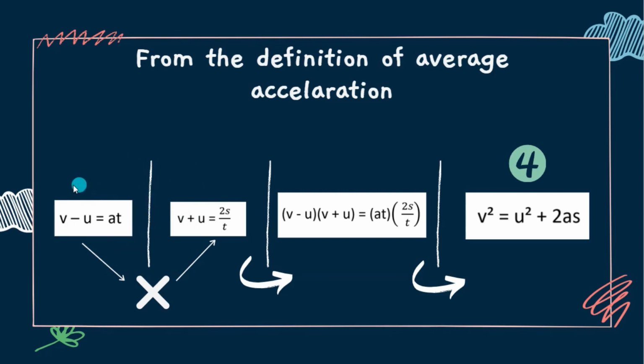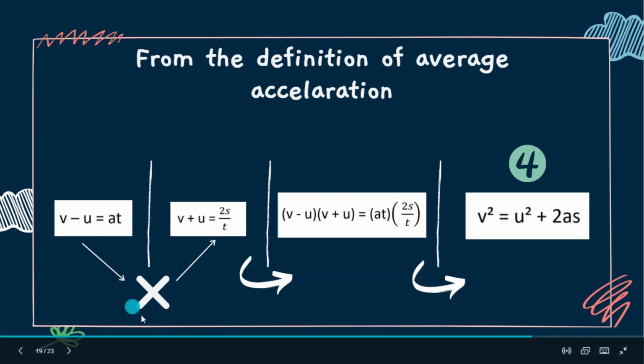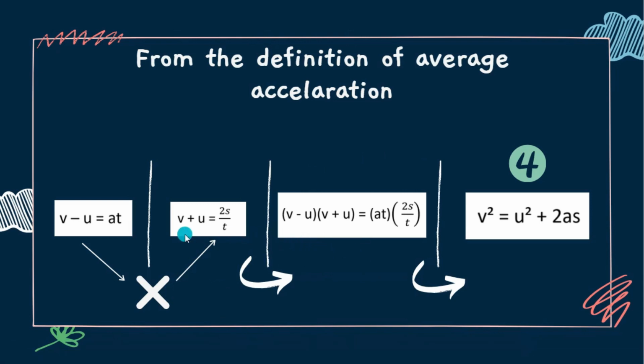So from the first equation, we get v minus u equal to at. And from the second equation, we get v plus u equal to 2s over t. And these two formulas, we multiply them. So we get v minus u multiplied with v plus u equal to at multiplied with 2s over t.